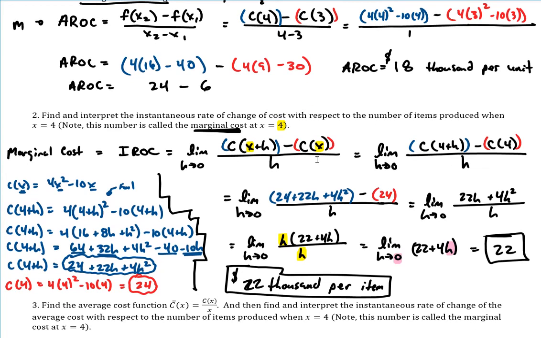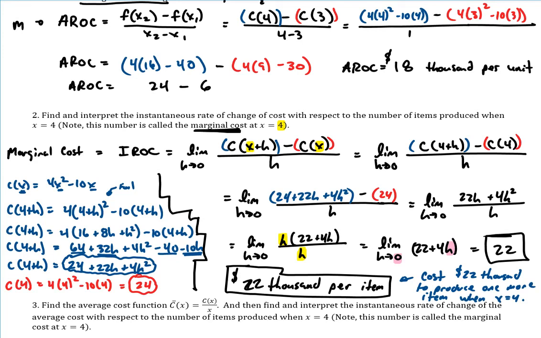Okay, and what this really means is, marginal cost is also known as the cost to make one more. So it's saying it costs $22,000 to produce one more item when we already have 4 items. So when x equals 4. Often it's a linear cost, like $5 per shirt. So however many shirts we make, it's still just $5 for each additional shirt.